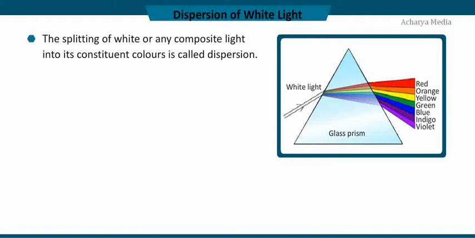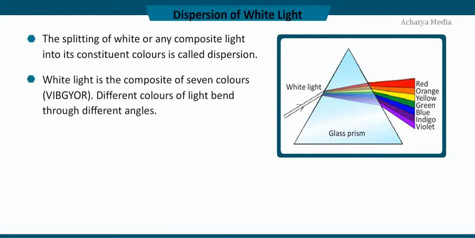Dispersion means splitting up of white or any composite light into its constituent colors. White light is the composite of all visible colors of light. A prism refracts light as well as disperses it.